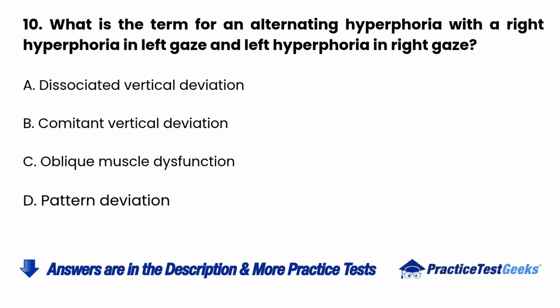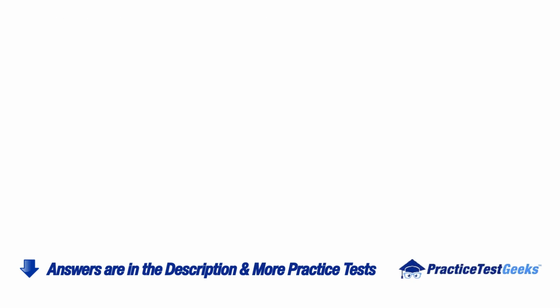10. What is the term for an alternating hyperphoria with a right hyperphoria in left gaze and left hyperphoria in right gaze? A. Dissociated vertical deviation. B. Comitant vertical deviation. C. Oblique muscle dysfunction. D. Pattern deviation.